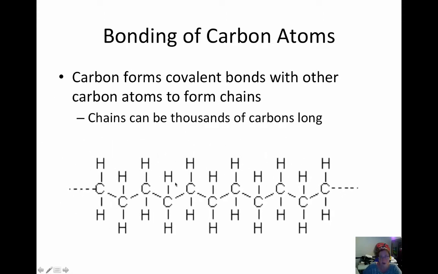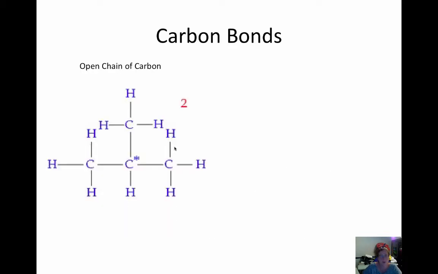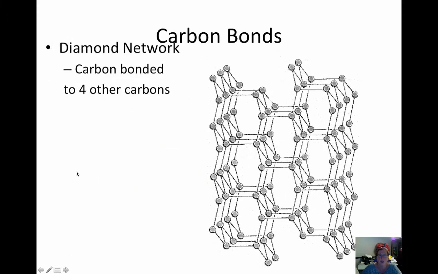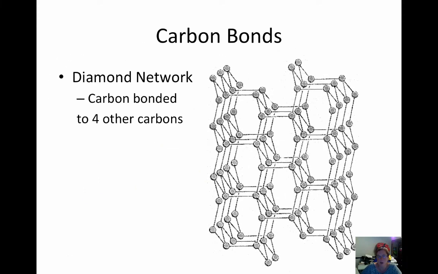Here's an example of a chain with carbon in the center, and you can see it is attached to hydrogen on either side. This is an example of an open chain, okay, and you'll see why it's called open, as this is a closed chain. So if the carbons form in a ring like this, this is considered a closed chain, and here it would be an open chain. It also can form a diamond network when it bonds to 4 other carbons.